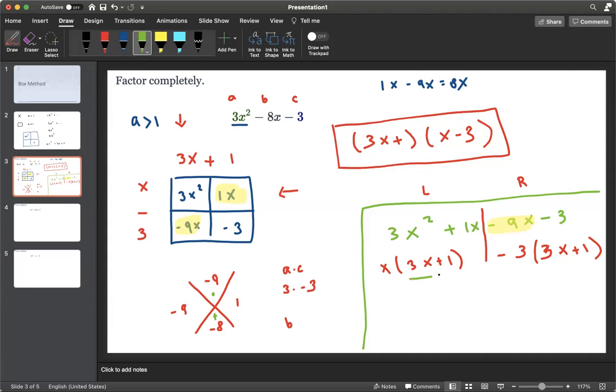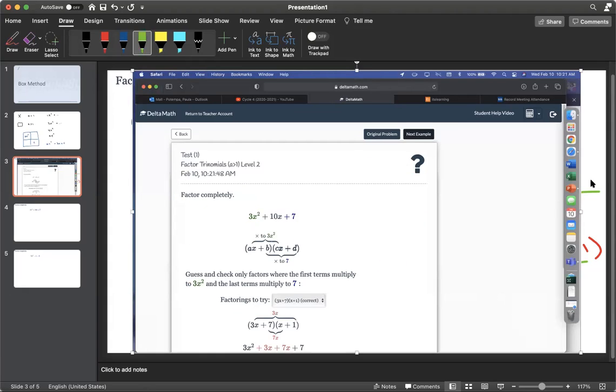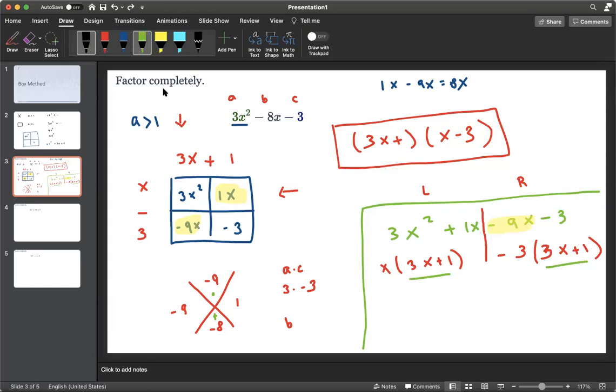And you should notice we have 3x plus 1 on both sides. That is a sign that we are going in the right direction. So now what we're going to do is we rewrite this as our 3x plus 1. And then we're going to see what do we have left. We have an x left, and then we have a minus 3 left. So both ways will get you the proper factored form.